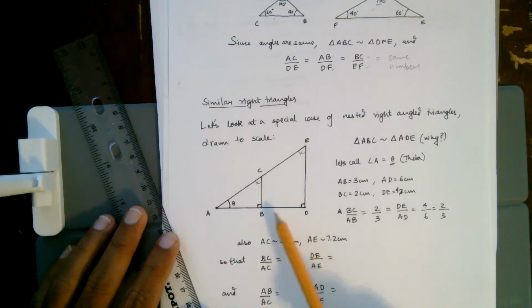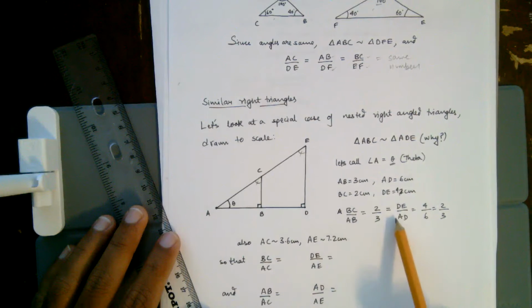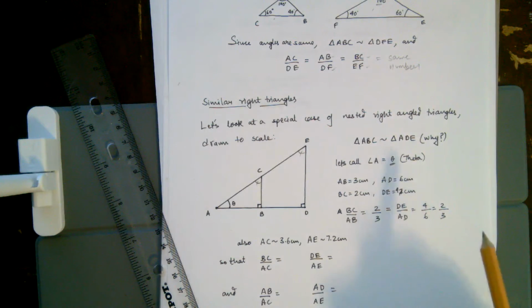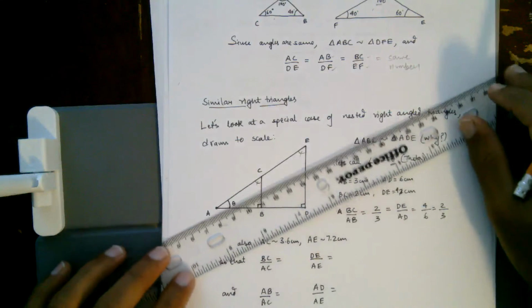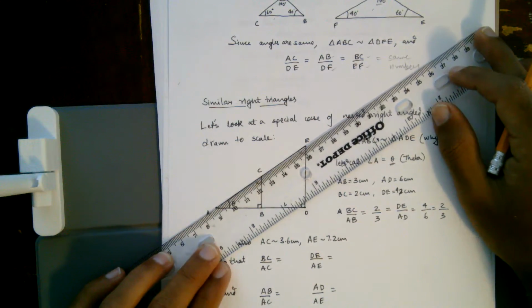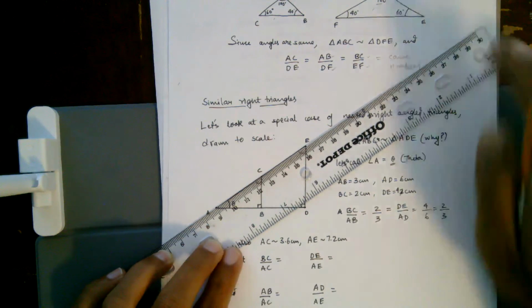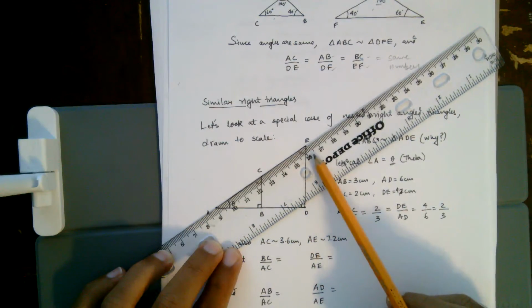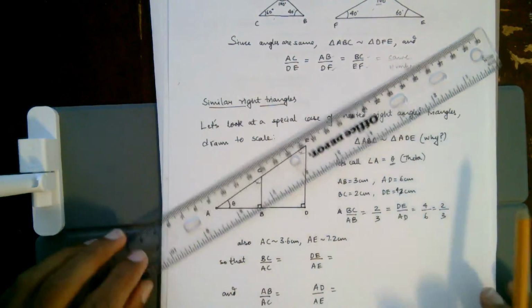So what we have is BC over AB is 2 over 3, and DE over AD is 4 over 6, which is also 2 over 3. That's not surprising because the triangles are similar. With this construction, you can also then measure AC, which is roughly 3.6 centimeters, and AE, which is roughly 7.2 centimeters.